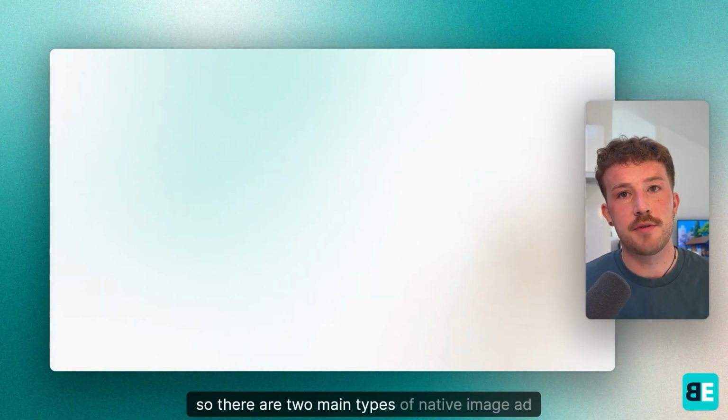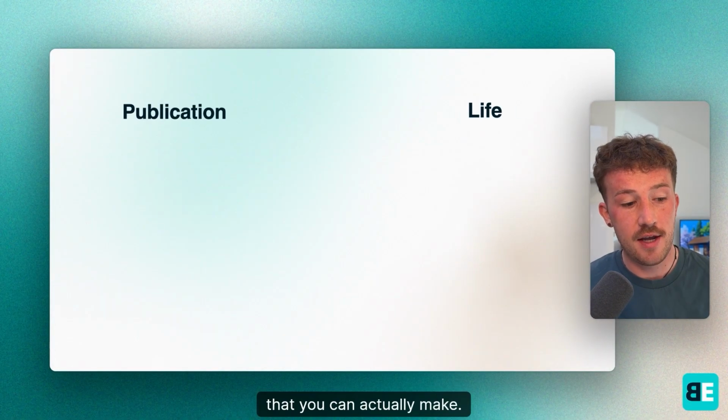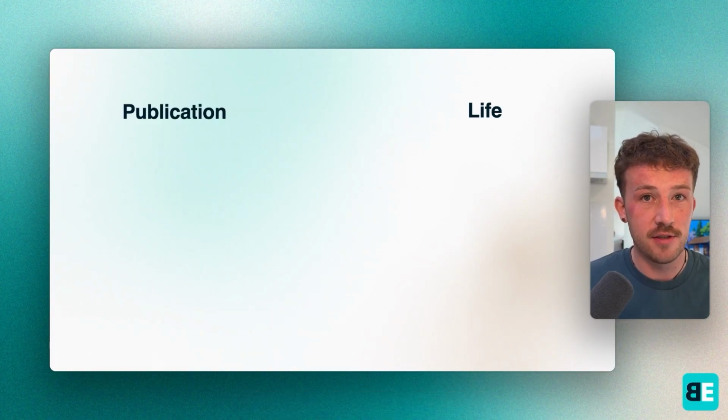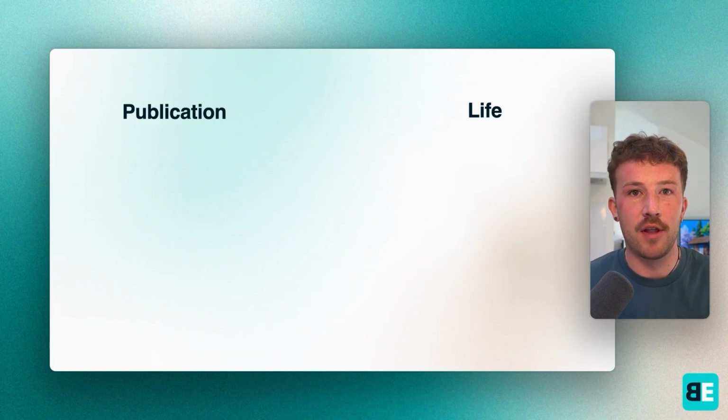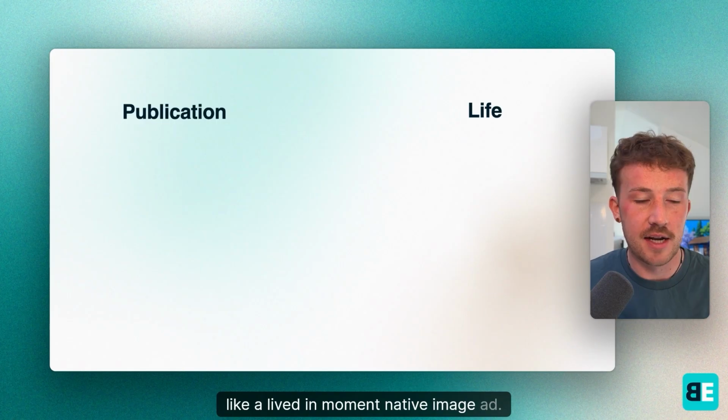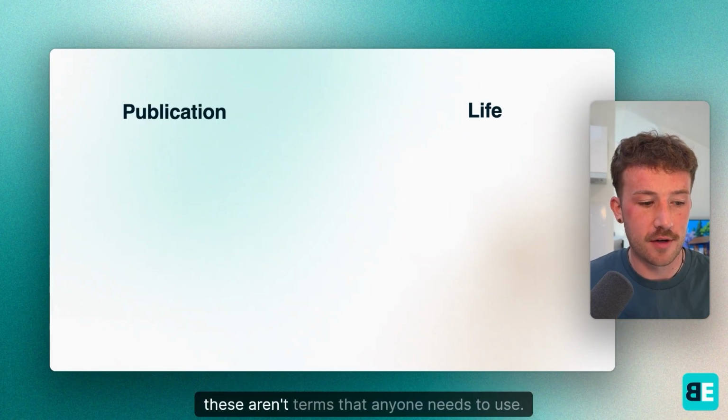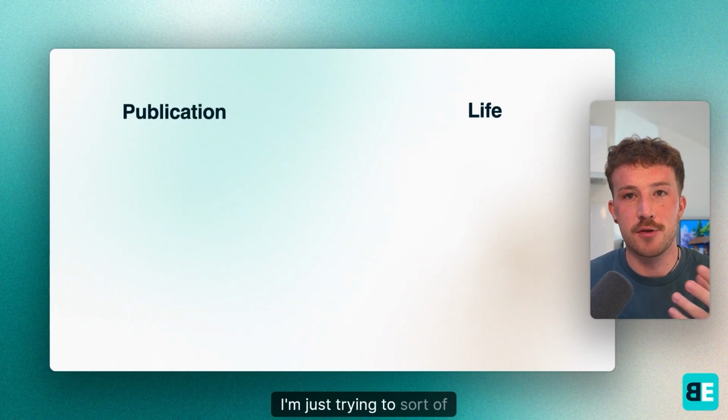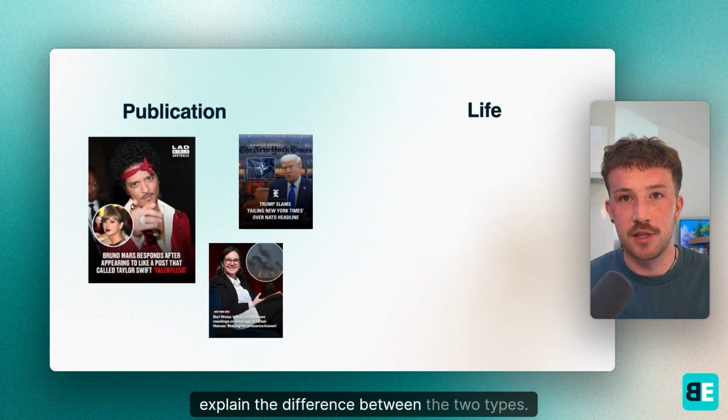So there are two main types of native image ad that you can actually make. There's what I call a publication native image ad, and then a lived-in moment native image ad. These aren't coined terms. These aren't terms that anyone needs to use. I'm just trying to explain the difference between the two types.